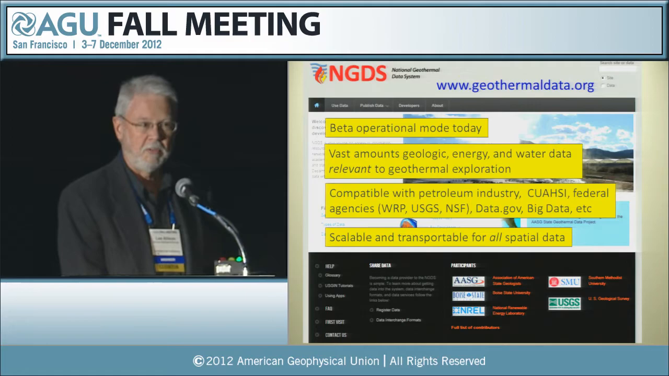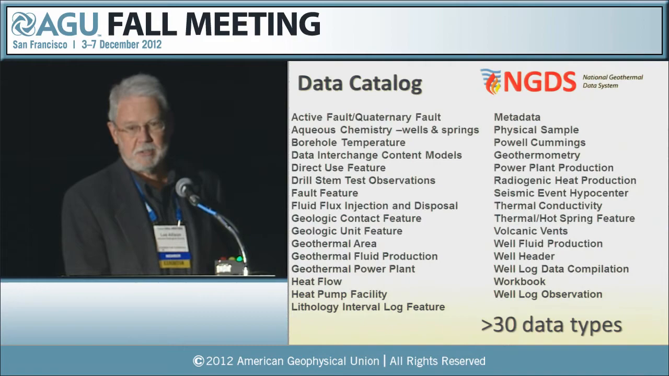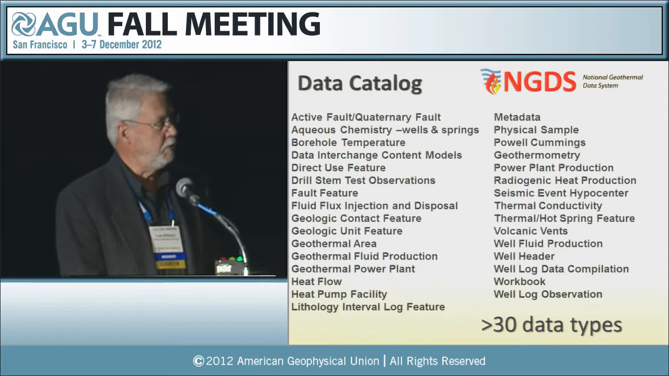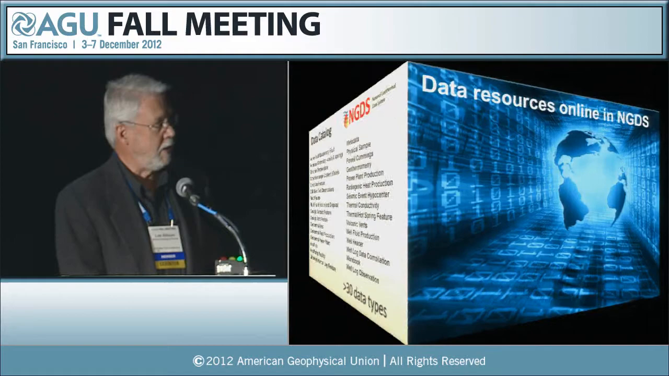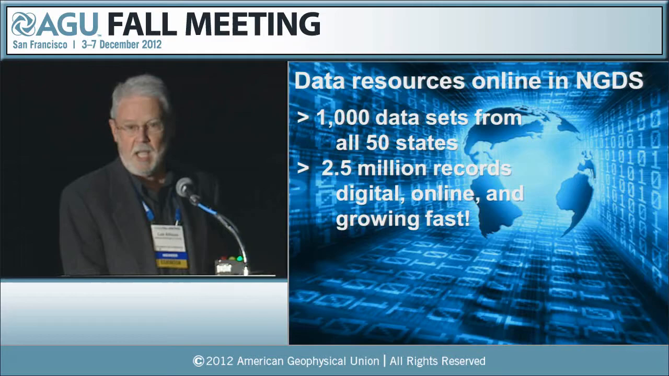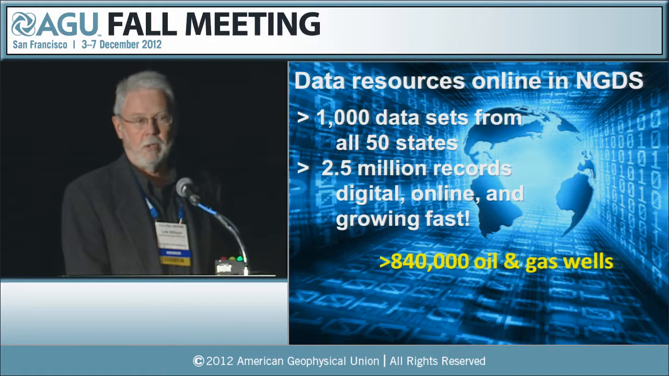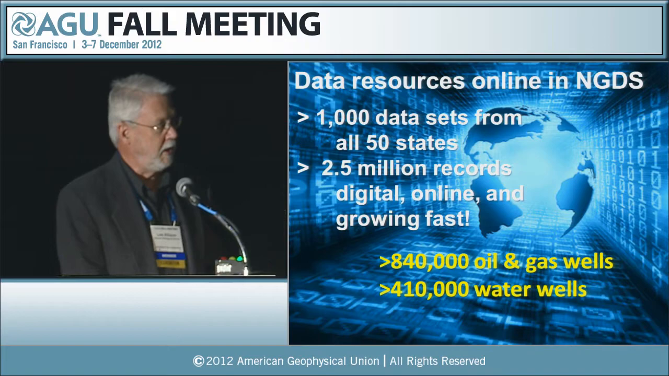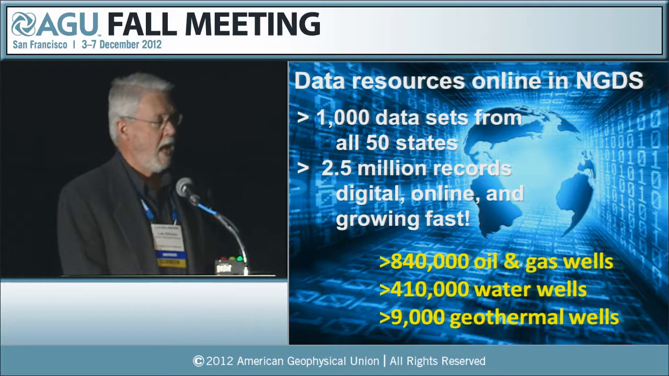We've got over 30 different data types that are in the repositories coming out of the various contributors right now. We're adding new data types. This is just a screenshot of what's up there right now. We have a vast amount of data online, over 1,000 data sets coming from all over the country. We've got over 2.5 million records, and it's growing weekly. And we're announcing today that last week we passed over 1.25 million wells online, free and downloadable. So 840,000 oil and gas wells, 400,000 water wells, 9,000 geothermal, and our prediction is that that number will double or triple within the next year.